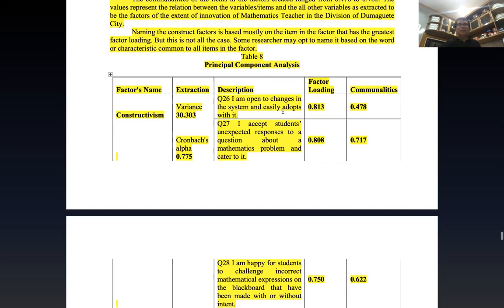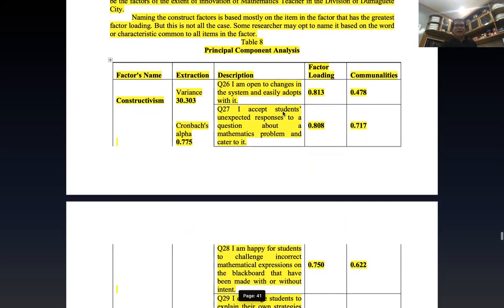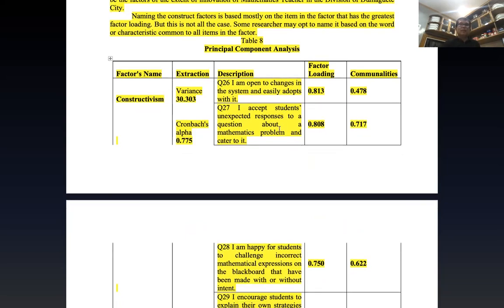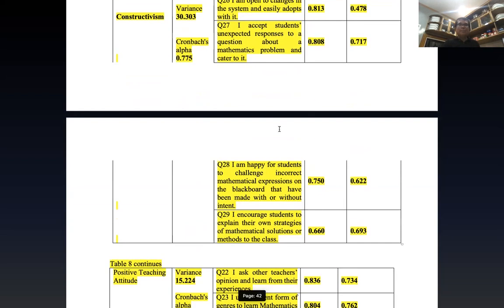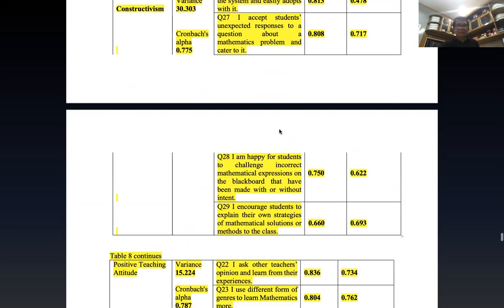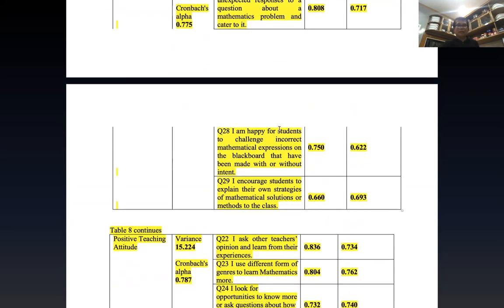I am open to changes in the system and easily adapt with it. I accept students' unexpected responses to a question about a mathematics problem and cater to it. I am happy for students to challenge incorrect mathematical expressions on the blackboard that have been made with or without intent. Q29, I encourage students to explain their own strategies of mathematical solutions or methods to the class.